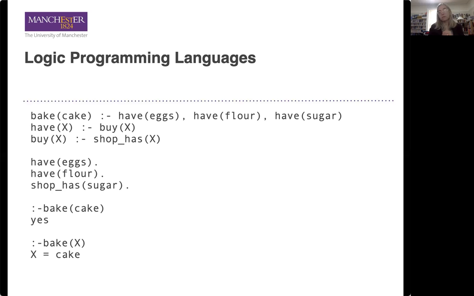And then I have some facts that are available to me. I have eggs, I have flour, and the shop has sugar. And in Prolog, you can ask if something's true: can I bake a cake? It will go away and prove that you can bake a cake using these facts and rules, but often it's easier just to think of it as chaining the reasoning, and it will say yes. Or you can ask it, what can I bake? And it will find you an instantiation for X, which is something it can prove that you can bake, in this case, cake.